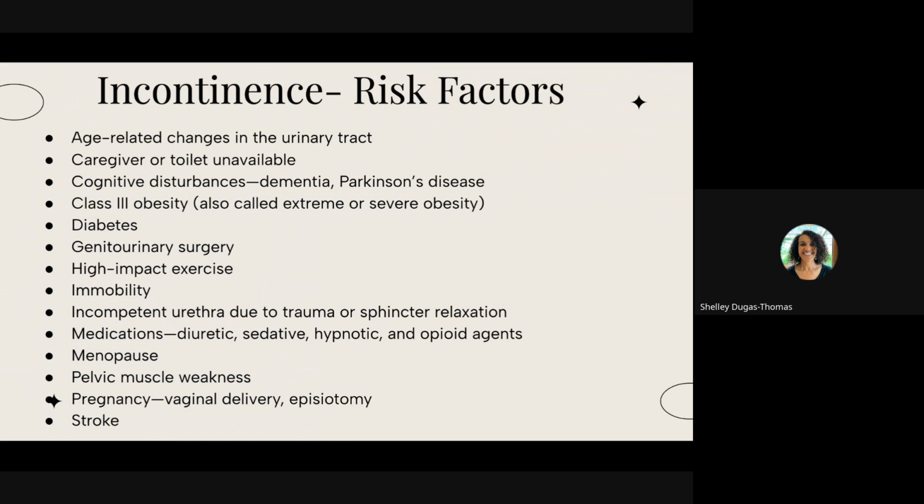Damaged nerves can send the wrong signals to the bladder or not at all. This can be caused by childbirth, diabetes, multiple sclerosis, or surgery. Being overweight can put pressure on the bladder, weakening the muscles over time.